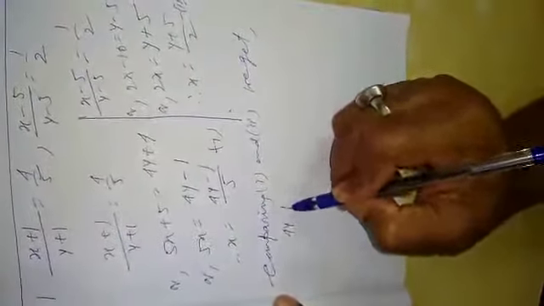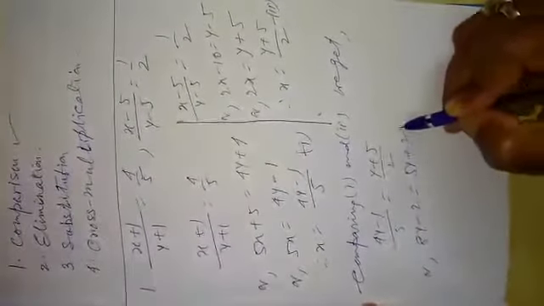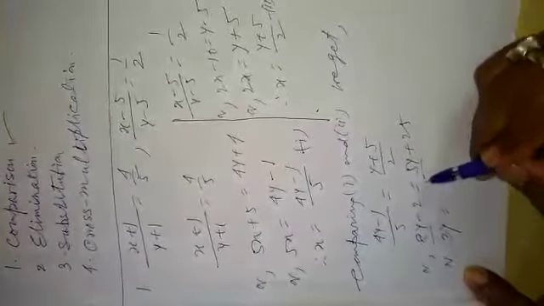(4y - 1)/5 = (y + 5)/2. Or (4y - 1) into 2, that is 8y - 2, equals (y + 5) into 5, that is 5y + 25. Or 8y - 5y, that is 3y = 25 + 2, that is 27. y = 27/3 = 9.